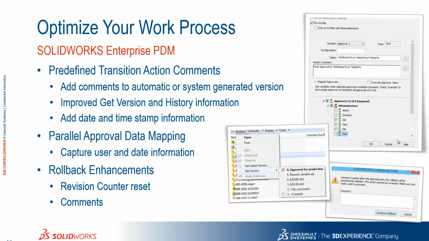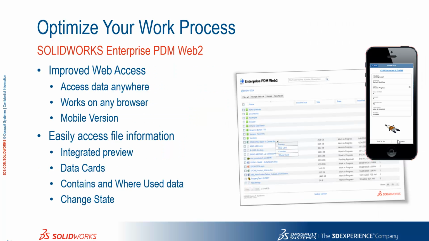We can now add predefined transition action comments into the system, along with seeing an improved get version and history information box, and we can also date and timestamp information as well. The parallel approval data mappings will now capture user and date information, and also within the rollback tool we can now reset revision counters and add additional comments into that as well to explain why we have rolled back a version. So some really nice enhancements to the 2015 toolset there.